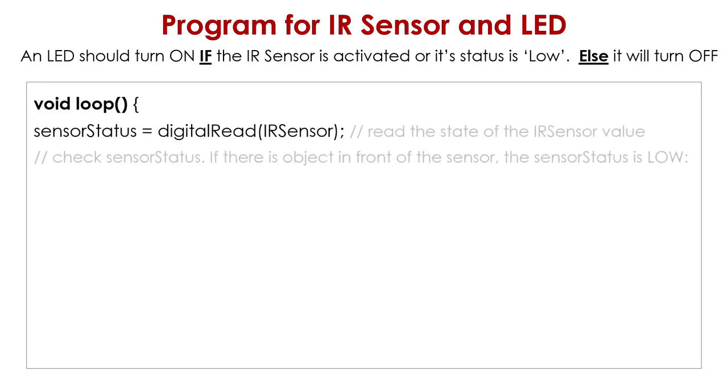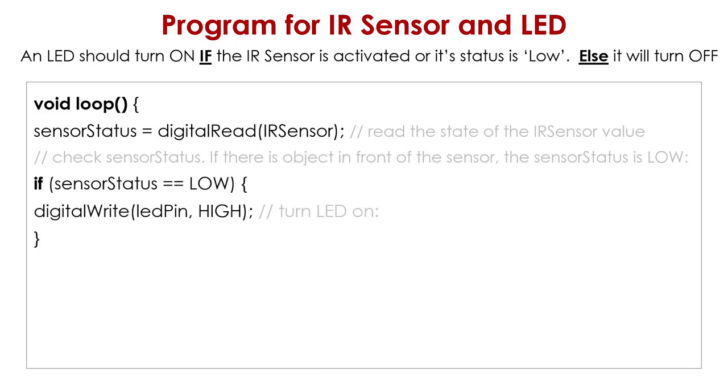Now, next is void loop. In void loop, what we do is we read the sensor status, and if the sensor status is low, the LED pin turns high, that is on, else it turns off. It exactly matches with the process flow diagram.